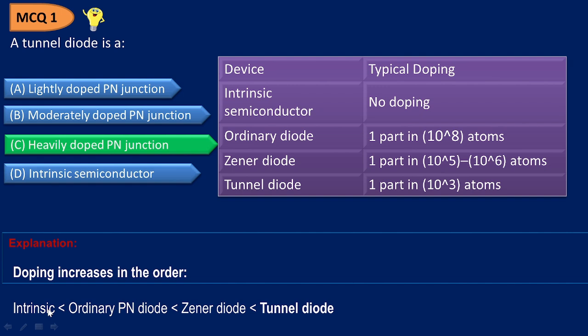So in an intrinsic semiconductor there is no doping, and in an ordinary diode one impurity is added per 10 raised to 8 atoms. In a Zener diode, one impurity is added per 10 raised to 5 or 10 raised to 6 atoms, and in a tunnel diode, one impurity is added per 10 raised to 3 atoms. So that's why its doping level is very high. So the correct option is C, heavily doped PN junction.